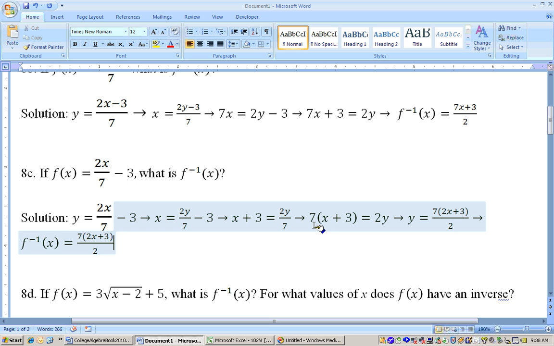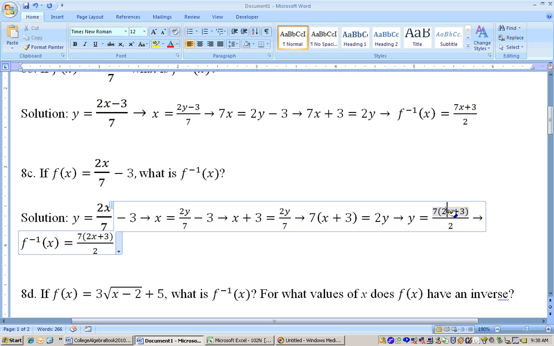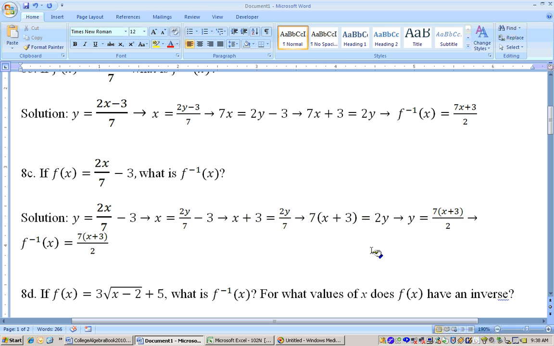Multiply by 7 to get 7 times x plus 3 equals 2y. Then divide by 2. There's the problem right there. That shouldn't be there. Then divide by 2, and it's just 7 times x plus 3 over 2. There we go. We had an extra 2 in there that we didn't need. So that's your inverse function.